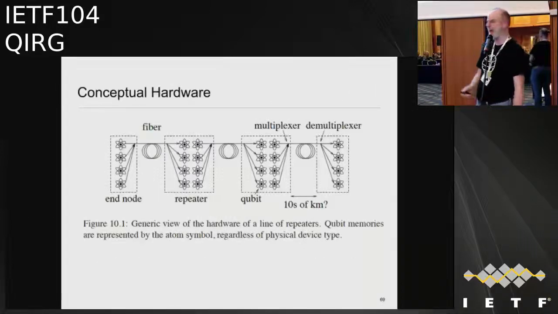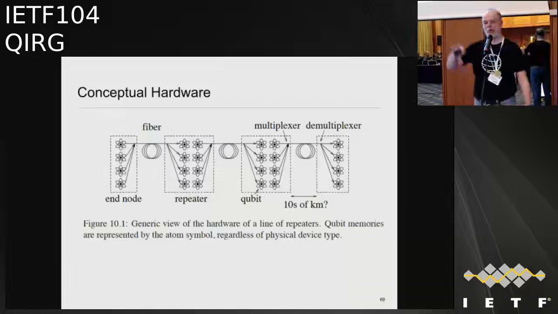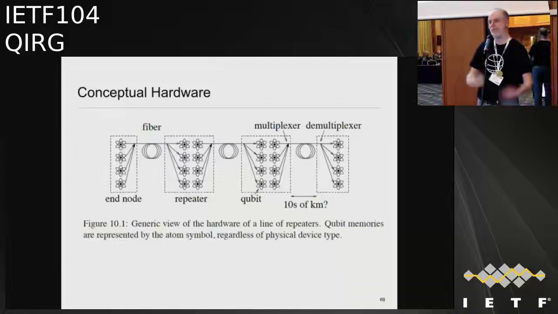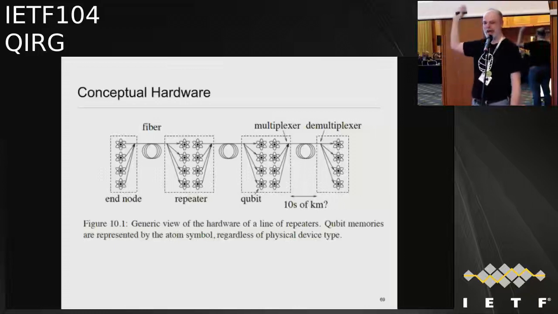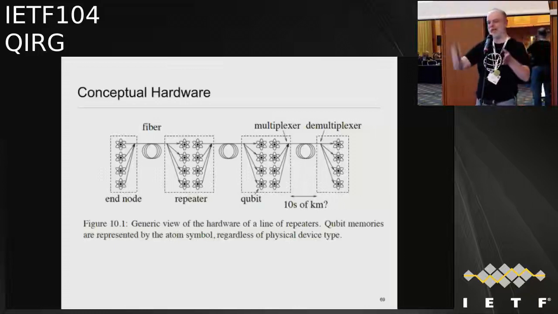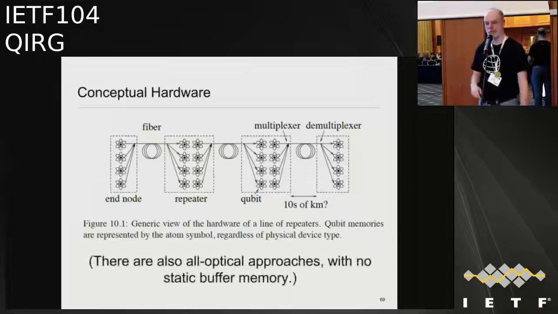So what do we have? Well, conceptual hardware: you've got a series of nodes, and each one has inside of it some set of stationary memories, a qubit, which I've drawn using the atom symbol here, and these stations are separated perhaps by tens of kilometers. They're not separated by thousands of kilometers, generally speaking. They're pretty short distances as we go. So how do we build entanglement from one end of this chain to the other? That's what we're trying to accomplish here.